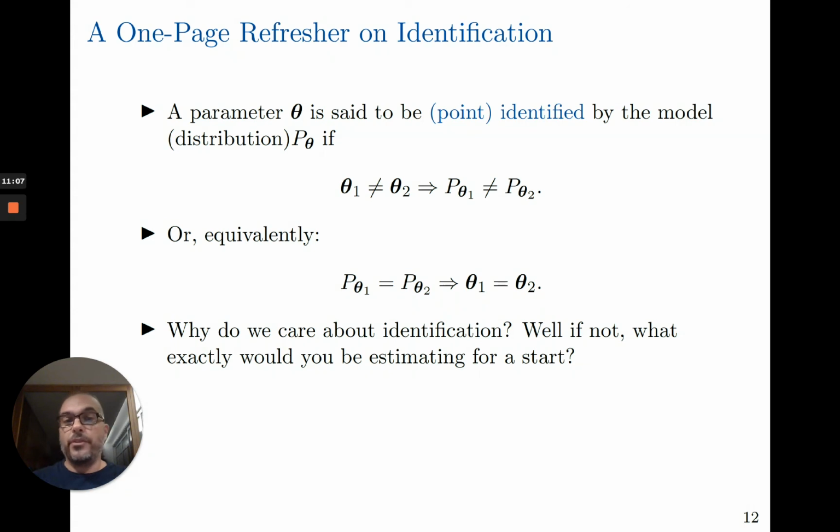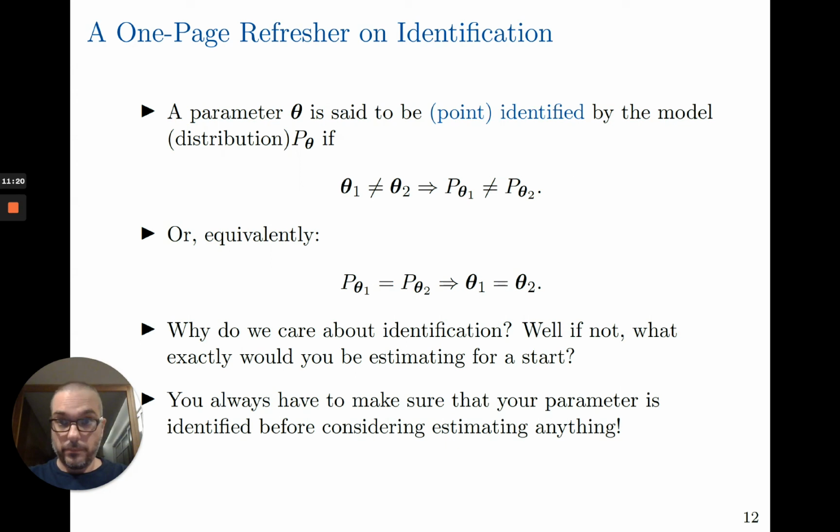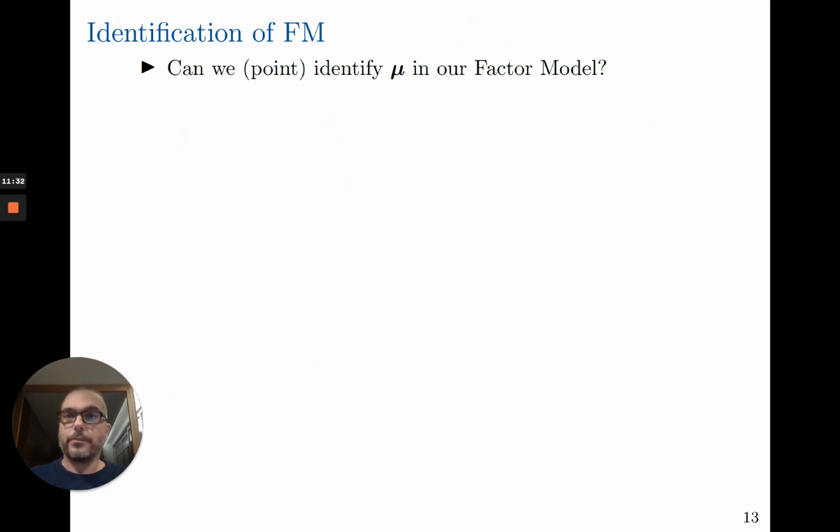Why do we care about identification? Well, if we do not have it, how can we estimate the model from the beginning? We need to estimate the parameters, and we want to estimate parameters that make sense, okay? So before estimating a parameter, we have to determine under which conditions this parameter is identified by our model, okay? So let's go back to factor models.